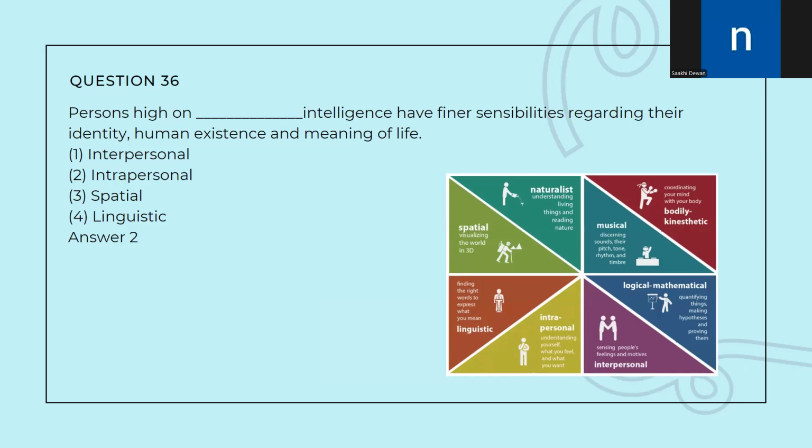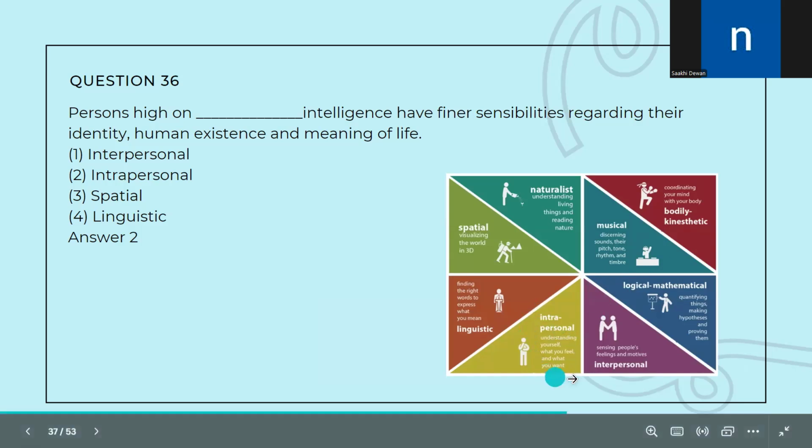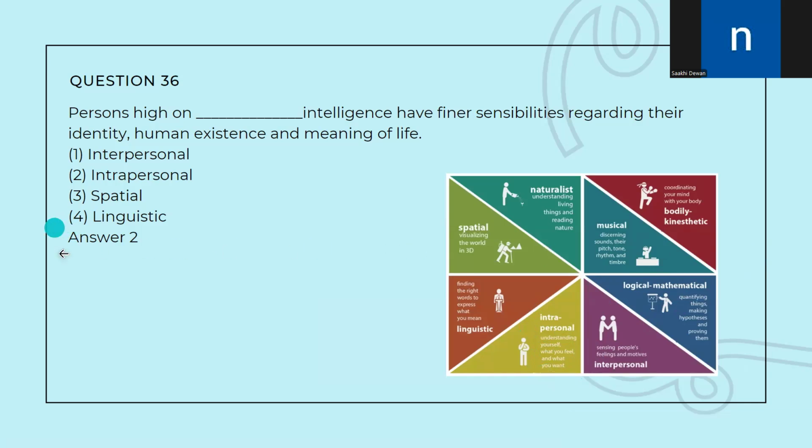So the correct answer is intrapersonal intelligence. You can also refer to the image given here. Intrapersonal intelligence talks about understanding yourself, what you feel, and what you want. So the correct answer is option number two, intrapersonal intelligence.